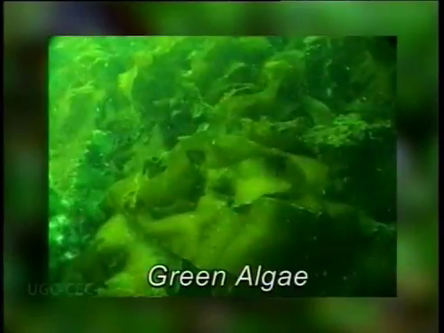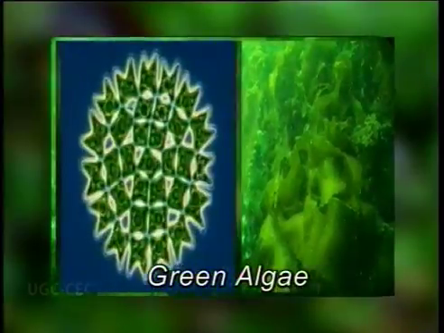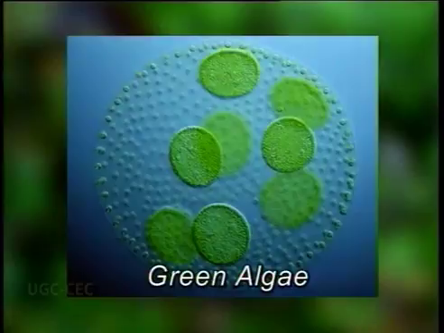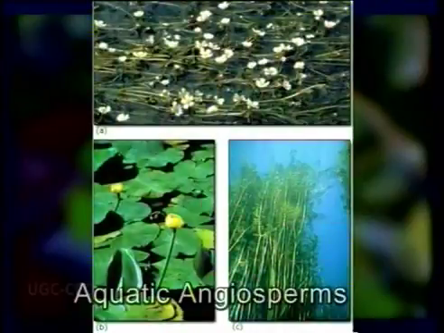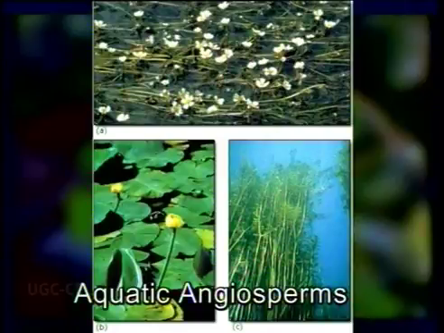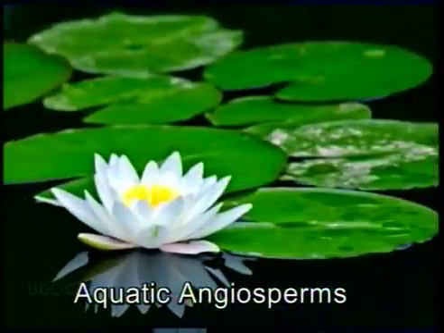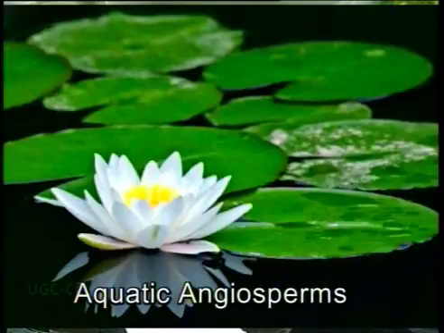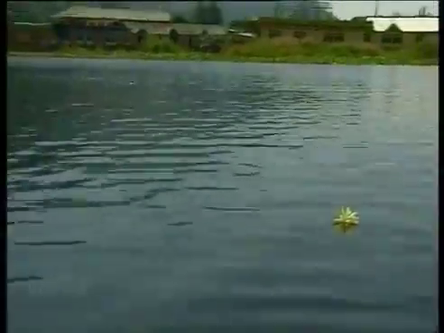It also grows epiphytically on larger green algae, and on leaves, petioles and stems of aquatic angiosperms. It is also found in some quiet situations of ponds, lakes and streams.